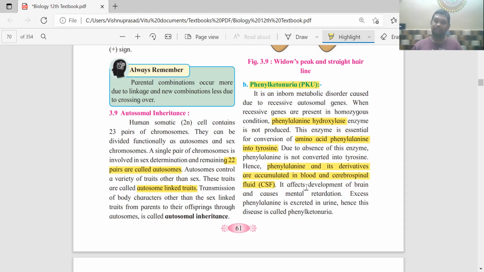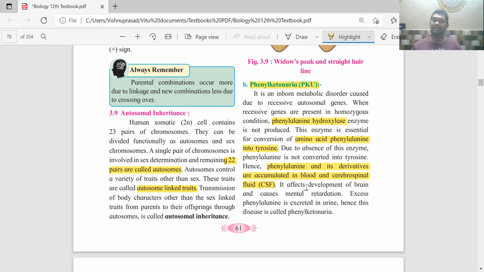Spinal fluid means the fluid inside our brain and the spinal cord. We'll study that in control and coordination. But inside our brain and cord, there are small canals present, which are called ventricles.